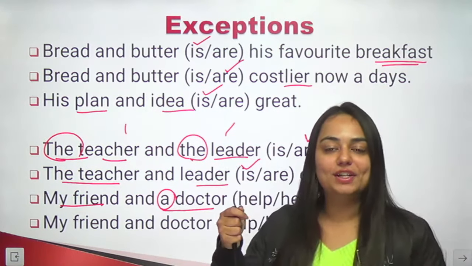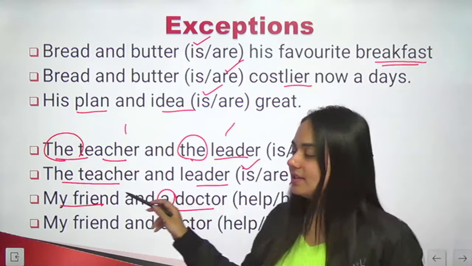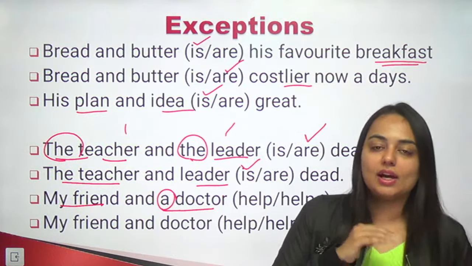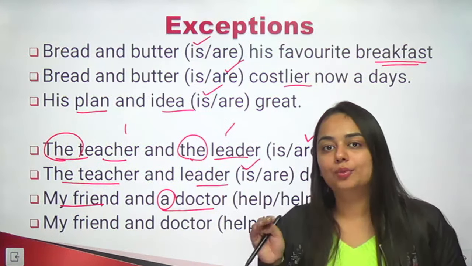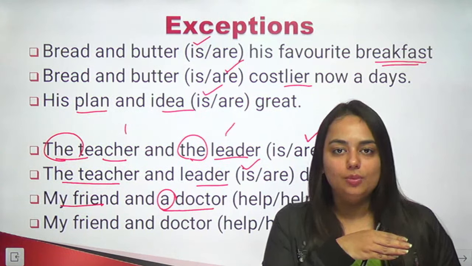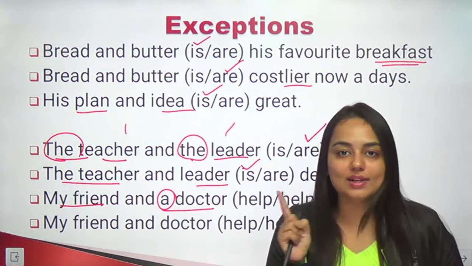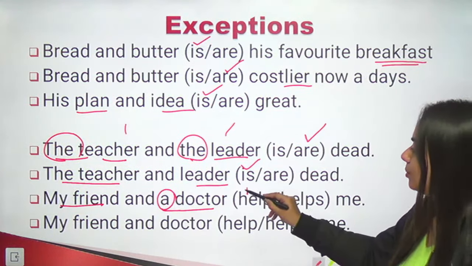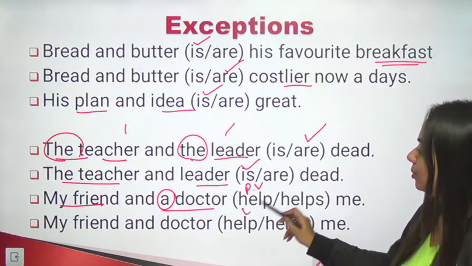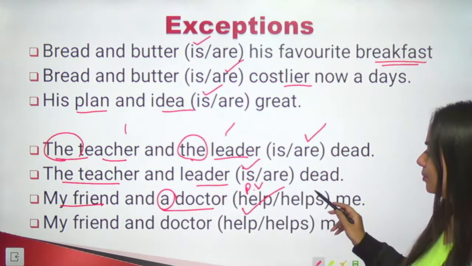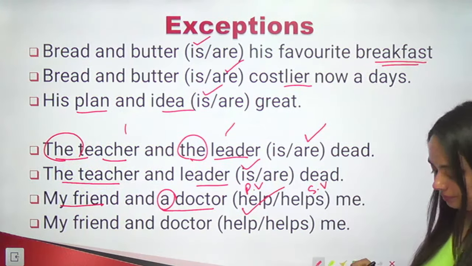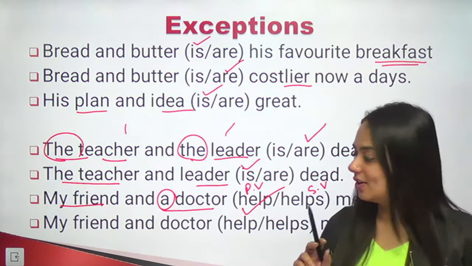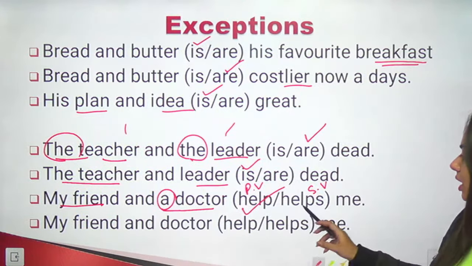No, Deepak, think of it again. I told you, here the subject is plural because friend is a different person, doctor is a different person. And when you have a plural subject, you have to use a plural verb. Plural verbs do not take S with them. Singular verbs take S with them. So help is a plural verb and this should be the right answer. Helps is a singular verb. Right? Yes, Abhishek. This time you got the point. So yes, you're right. My friend and doctor helps me.